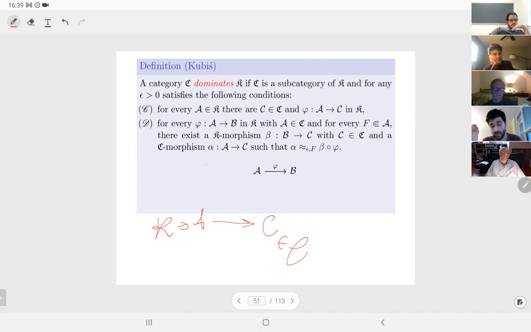And the second property is that if you give me a morphism from A to B, and I know A is in C, the smaller category, but B could be in K, the bigger category, then I can find two morphisms into an object C in the smaller category, let's say alpha and beta, such that this beta is a C morphism. And this diagram commutes up to, again, if you fix an F here and epsilon.